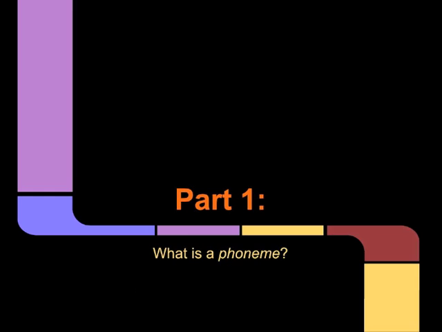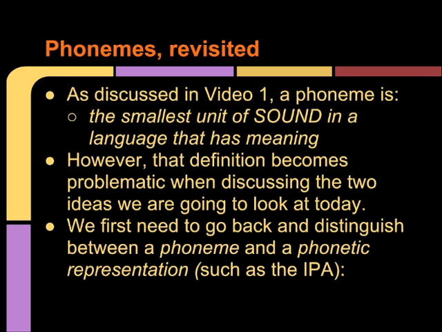Part 1. What is a phoneme? As discussed in Video 1, a phoneme is the smallest unit of sound in a language that has meaning. However, that definition becomes problematic when discussing the two ideas we are going to look at today. We first need to go back and distinguish between a phoneme and a phonetic representation, such as the IPA.